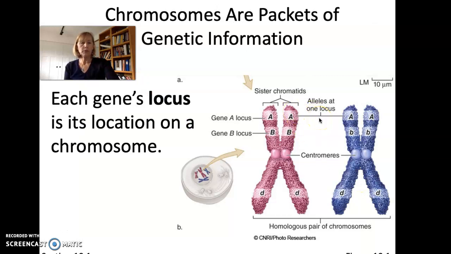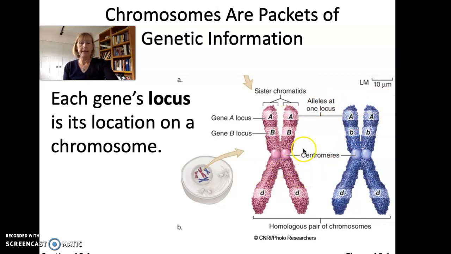Just to be able to really nail this vocabulary, I'm going to go through this. So each gene's locus is its location on a chromosome. So when you say, where are your genes? The genes here, for example, are on this A locus, and there's another gene here, and it's just a sequence of the DNA pertaining to a particular gene. Okay?